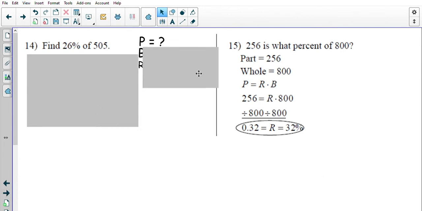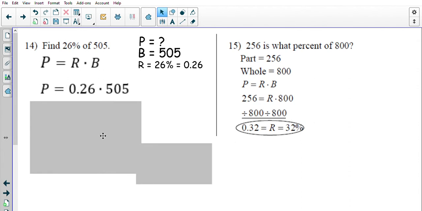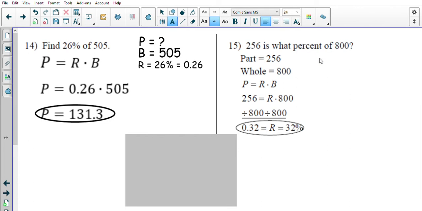All right, so for this one, 26% is R, it's 0.26. My base is 505. So P equals R times B is going to be P equals 0.26 times 505. That will get us 131.3. All right, number 15. 15 is going to go in hand with the next few. 256 is what percent of 800?